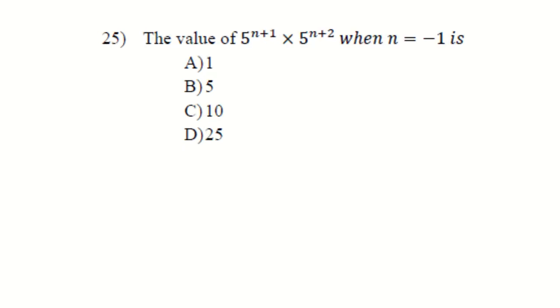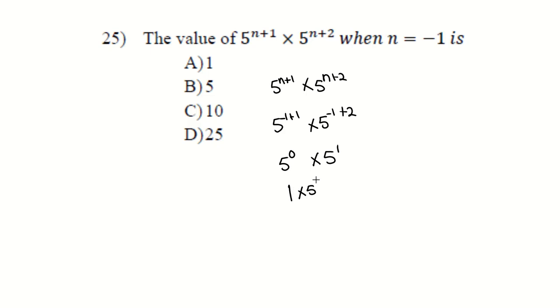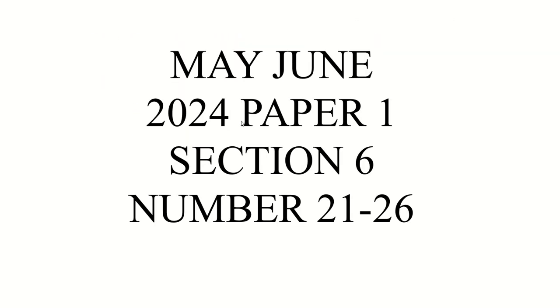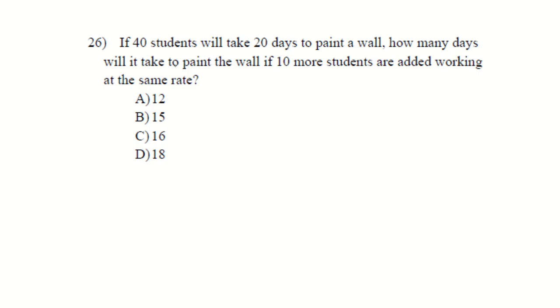Number 25, the value of 5 to the power of n plus 1 multiplied by 5 to the power of n plus 2. Now, let's say n is equal to negative 1. So 5 to the negative 1 plus 1, multiplied by 5 to the negative 1 plus 2. This would be 5 to the power of 0, multiplied by 5 to the power of 1. Anything to the power of 0 is 1, multiplied by 5 to the power of 1, which is 5. So B would be your answer. Number 26, I believe that's the last one for January 2025.